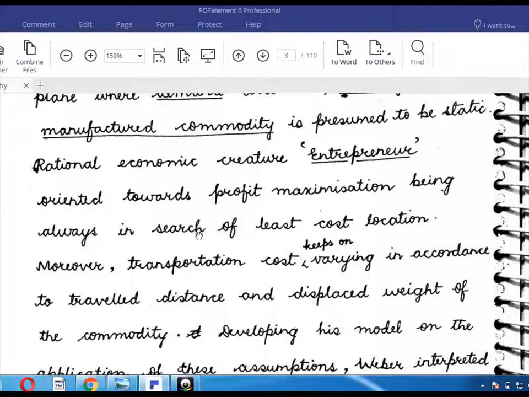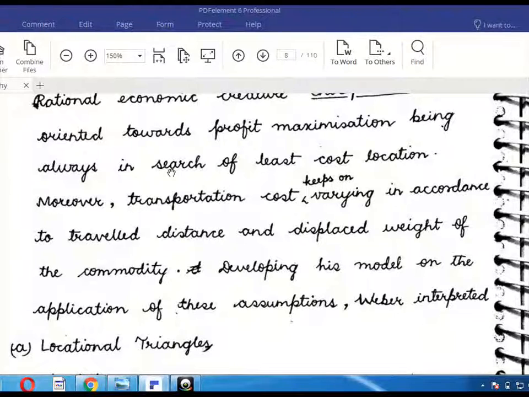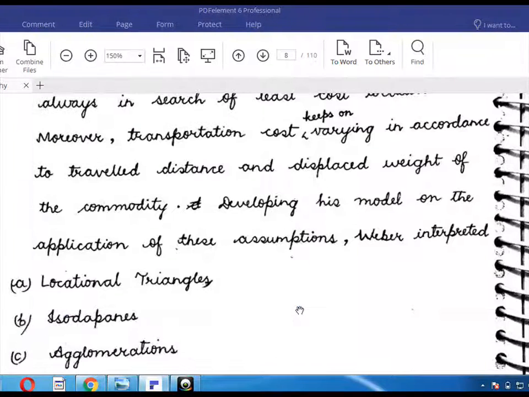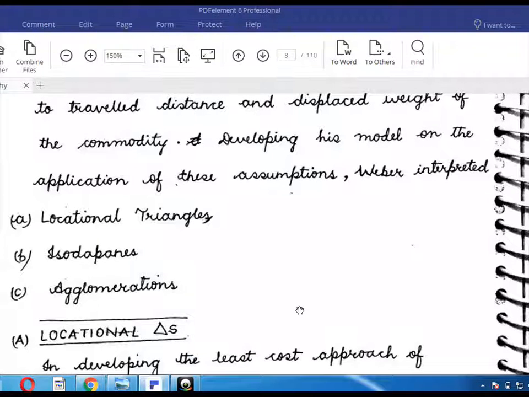a rational, economic creature, an entrepreneur oriented towards profit maximization, being always in search of the least cost location. Moreover, transportation cost keeps on varying in accordance with travel distance and displaced weight of the commodity. Developing his model on the application of these assumptions, Weber interpreted locational triangles, isodapanes, and agglomerations.